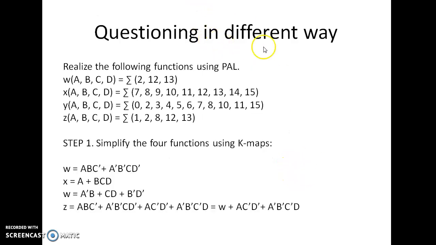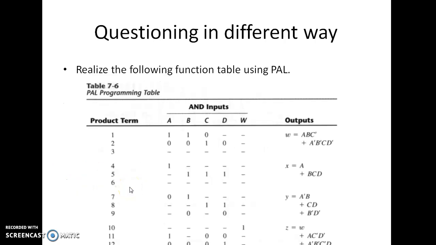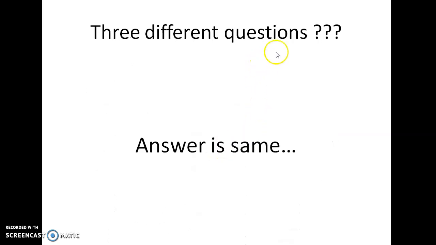And the questioning is in different ways. The questions can be asked like this: realize the following function. Min terms can be given, or directly there may be a chance of giving direct functions to realize using this format. The third way is they can give a direct table and ask you to realize a PAL. This is one of the other ways of questioning. So 3 different questions, answer is same.